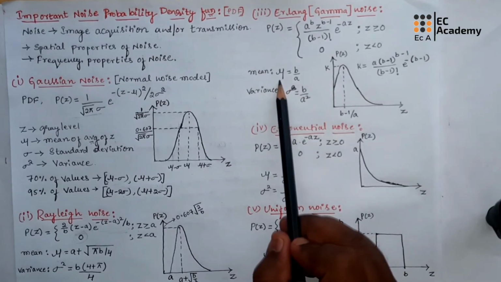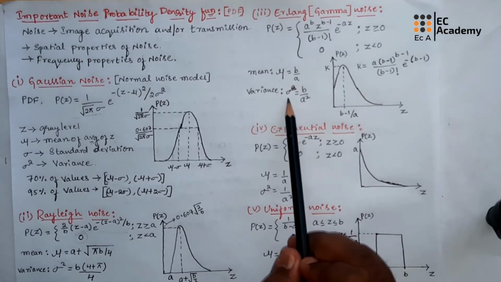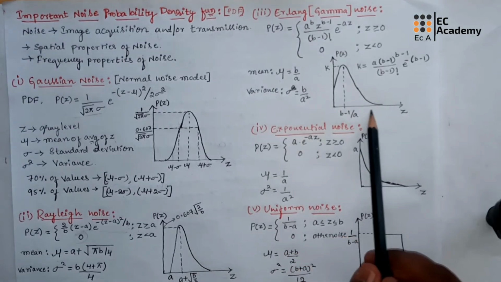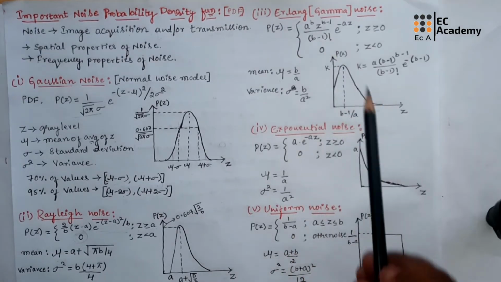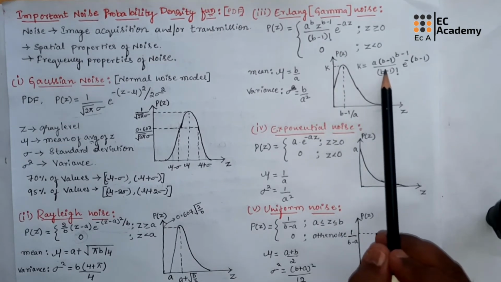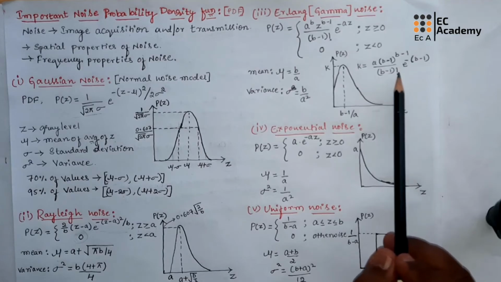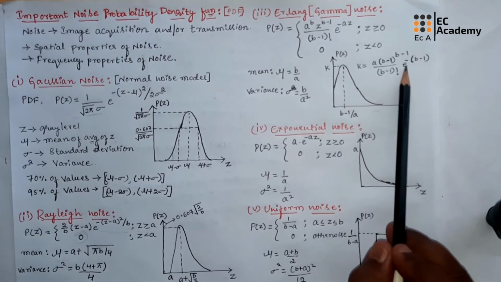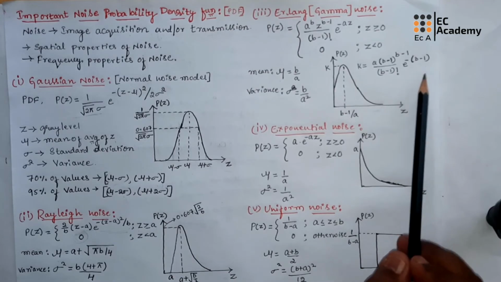Mean can be given as mu is equal to b by a, and variance is sigma square is equal to b by a square. So, this is the plot of this equation. Here the value of k will be equal to a into b minus 1 whole to the power of b minus 1, divided by b minus 1 factorial, into exponential to the power of minus of b minus 1.